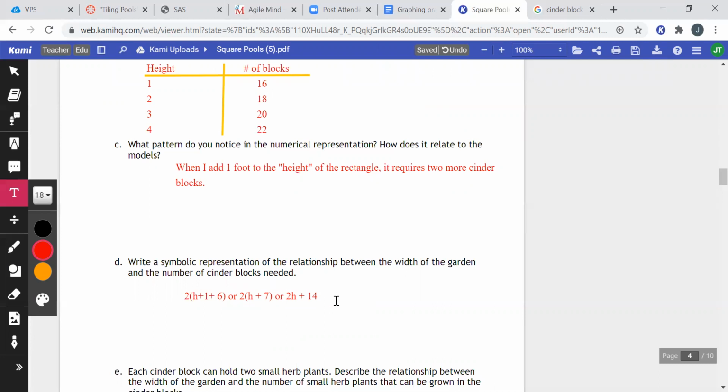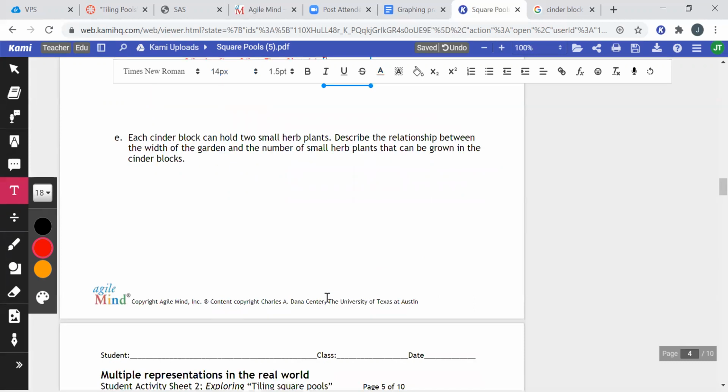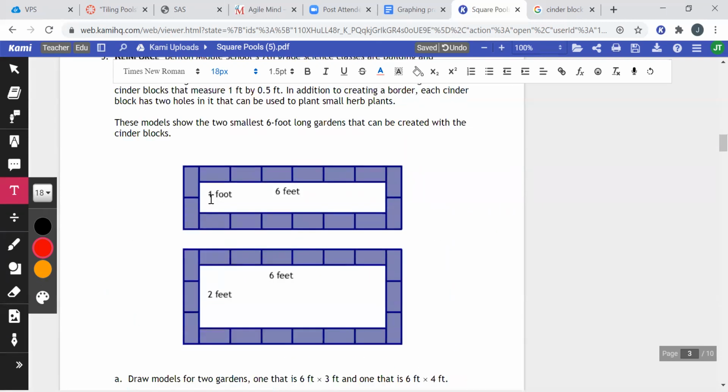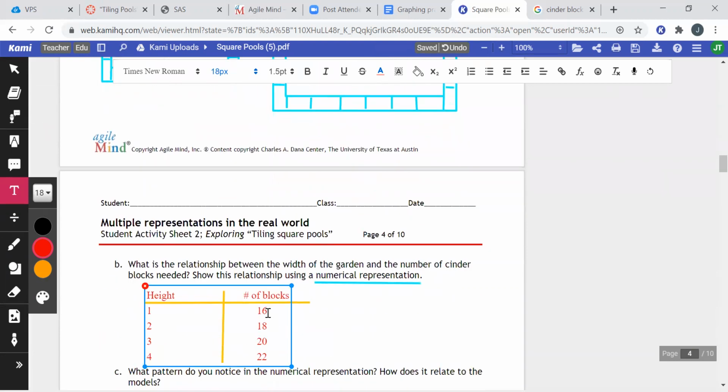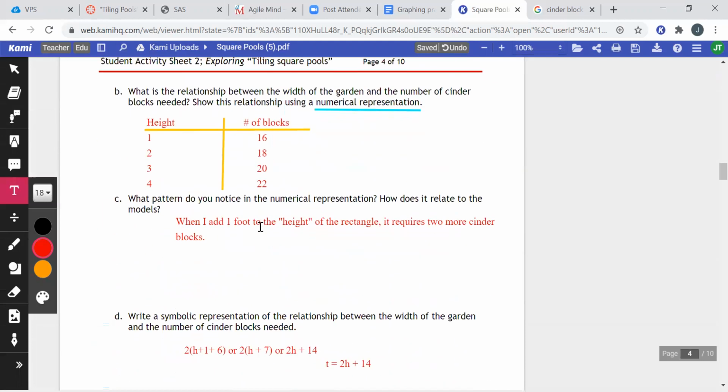So the number of tiles we need, T, is equal to 2 times the height plus 14. Now here's the really cool thing about algebra. That means that I just have to take this number here, multiply it by 2 and add 14. Let's see if it works. 1 times 2 is 2, plus 14 is 16 feet.